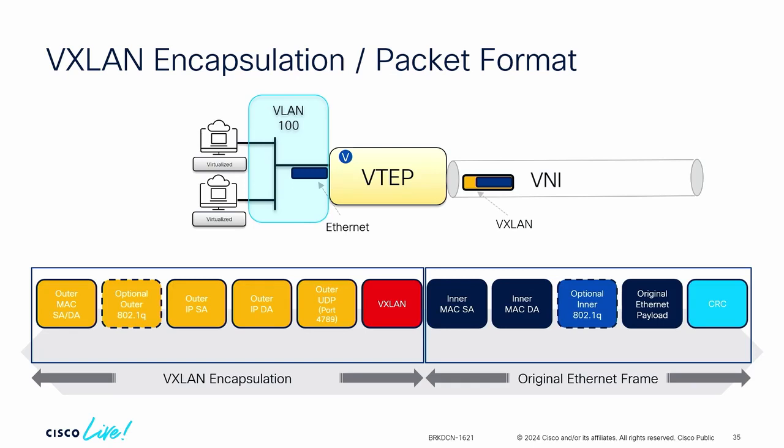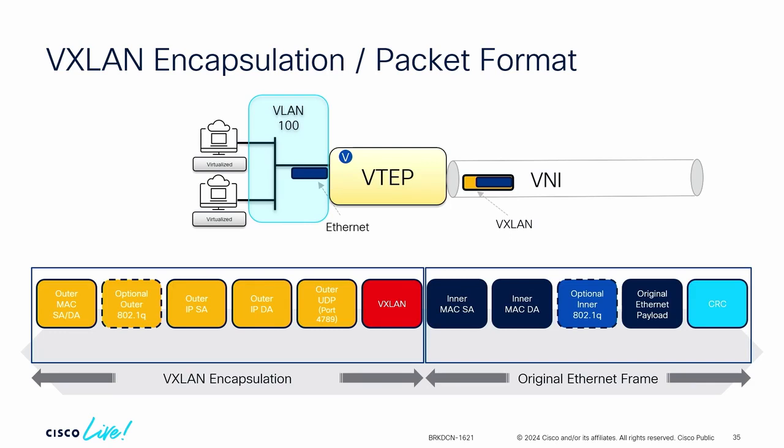Because you can see here there's a lot of different values, right? You can see that we have our traditional Ethernet frame, stuff that you're familiar with: our inner MAC source address, the inner MAC destination address, the optional .1Q header if we needed that, and then we have our original Ethernet payload. Now what we do with VXLAN, if you look at the red, the VXLAN shim header, now we can start encapsulating that into VXLAN.